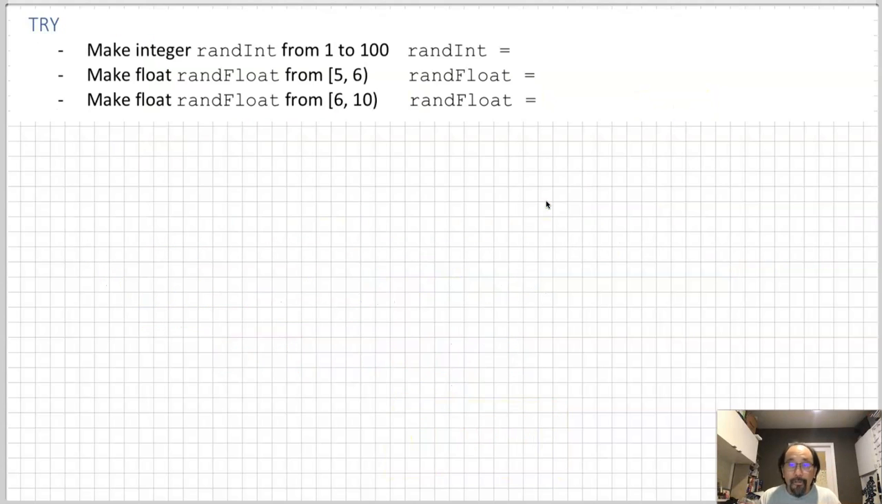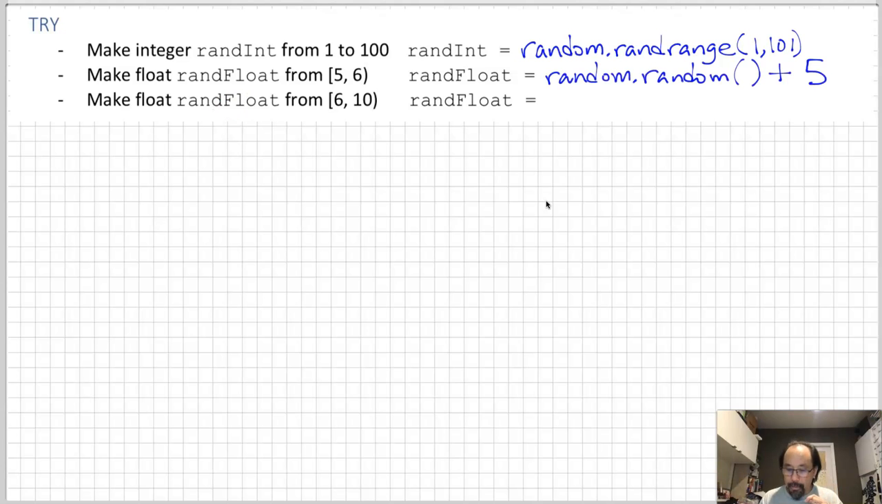Okay, so that's our lesson for today. I'm going to stop here with this last try problem, and I want you to do each one of these right now, if you can. Pause the video, do this, and at the count of 3, I'm going to show the answers. So 1, 2, 3. First one, generate a random integer, so I'm going to use the randrange, starting from 1 up to but not including 101. Okay, floating point, random.random. Now I want to add 5 to it so that the 0 to 1 moves to 5 to 6.